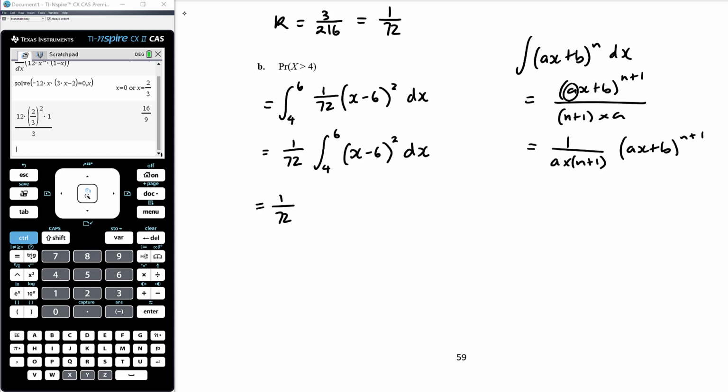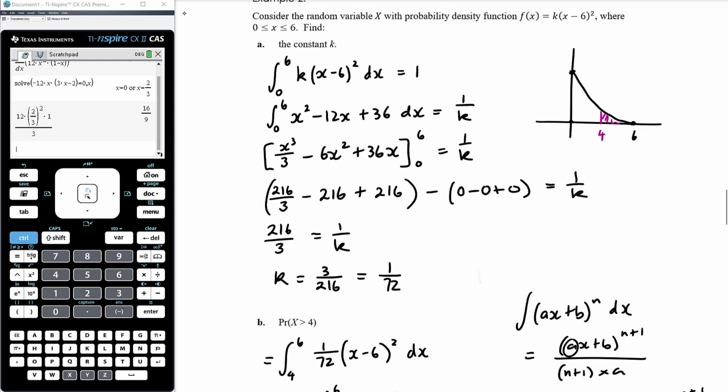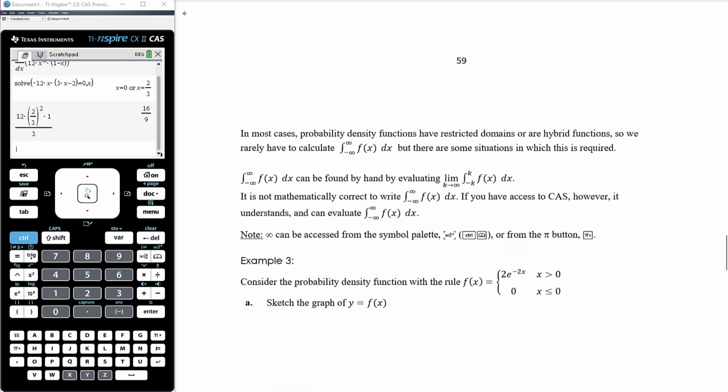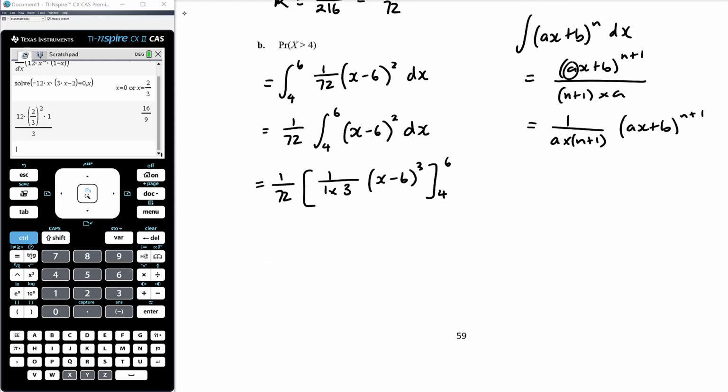So in this case, 1 over a is just 1, and n plus 1 will be 3, (x minus 6) to the 3, from 4 to 6. So actually it probably would have been easier to leave it unexpanded up the top there when I did that integration as well. So again, good maths is all about being flexible with the methods. So 1/3 times (x minus 6) cubed from 4 to 6.